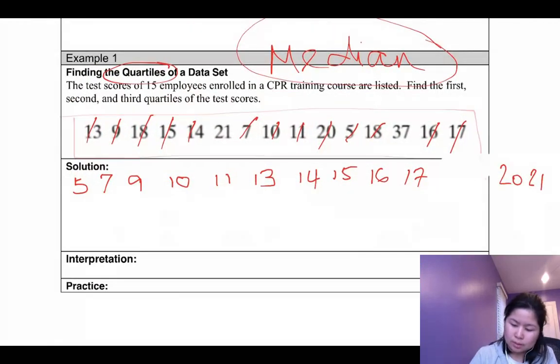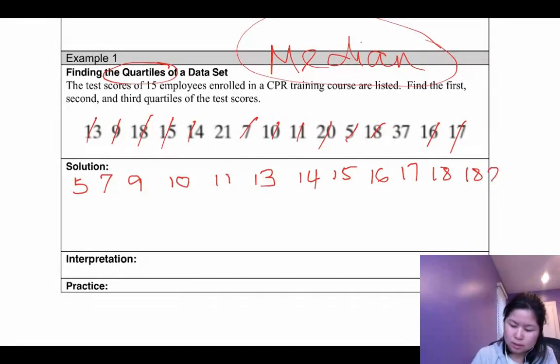I need space to write all of them, so I'm going to do this. 17, 18, 18, 20, 21, and 37. Okay, so that's step number 1. I rearranged my data set.